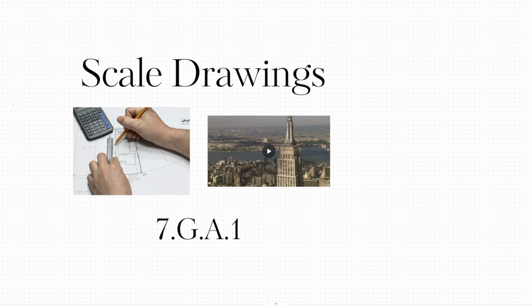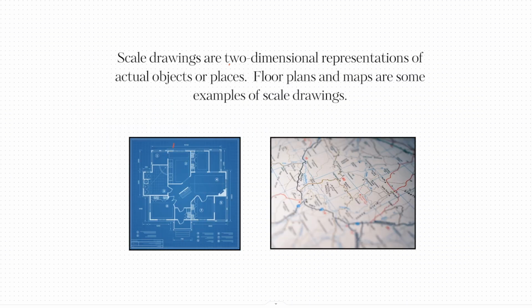Let me first start off by showing you a couple examples of scale drawings. Over here we have a blueprint of a house, and over here we have a map, it looks like, of Switzerland. Scale drawings are two-dimensional representations of actual objects or places. Floor plans and maps are examples of scale drawings. I'm going to underline the key term here, which is two-dimensional. All scale drawings are two-dimensional representations of the real thing.